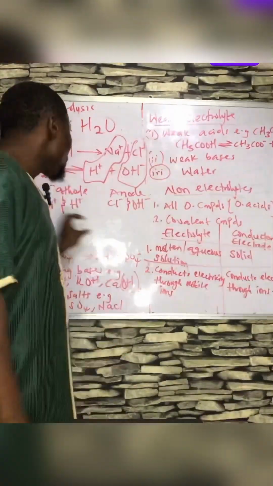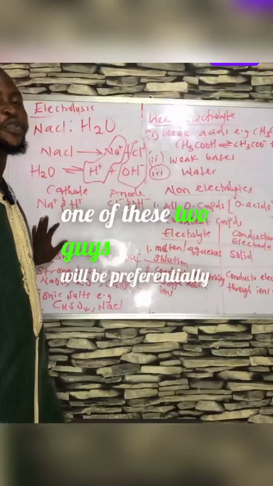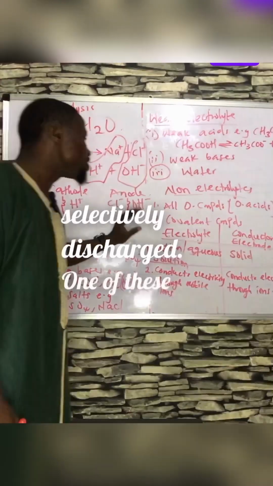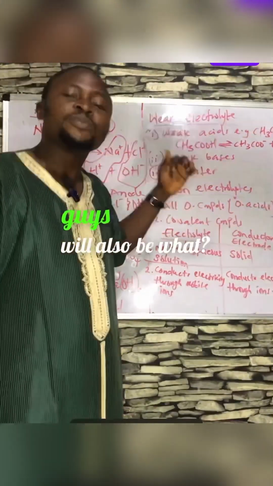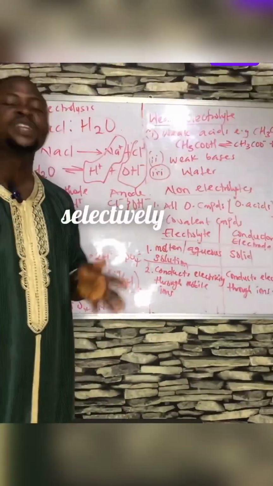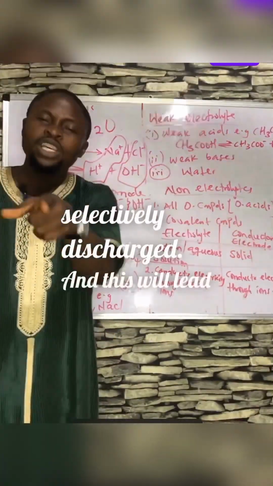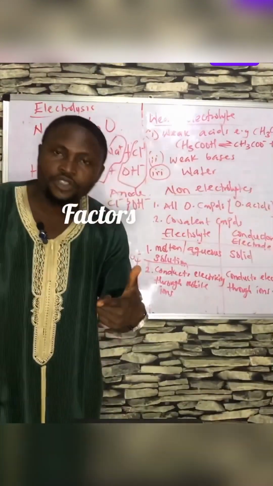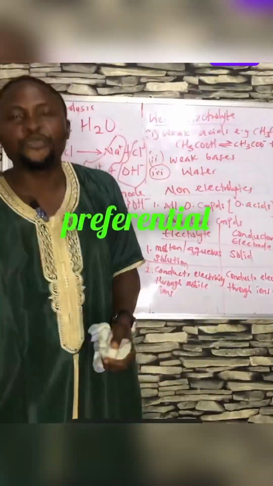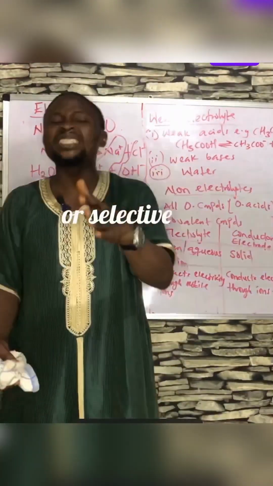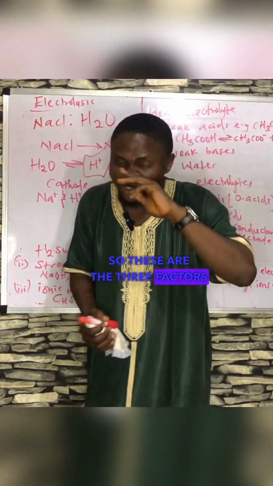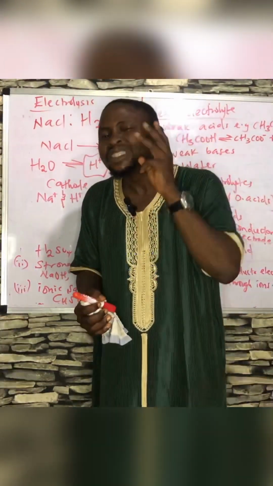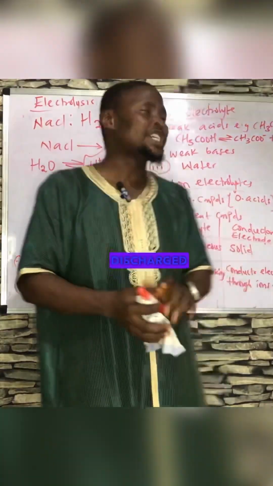However, one of these two guys will be preferentially, selectively discharged. And this will lead us to the second objective of this class: factors affecting the preferential discharge, or selective discharge. So these are the three factors that decide which ion will be preferentially discharged.